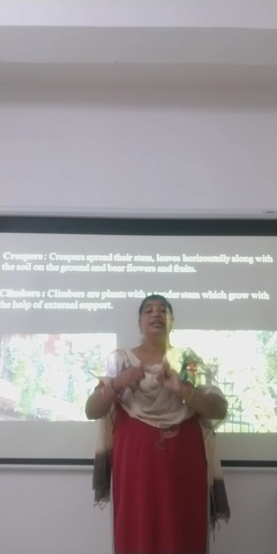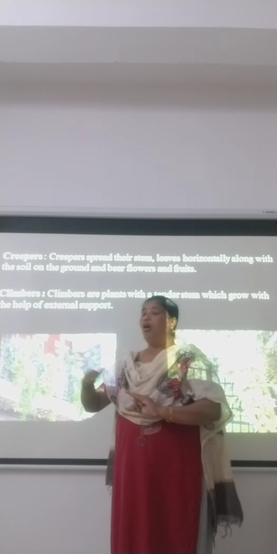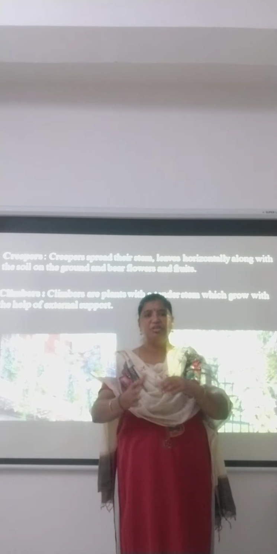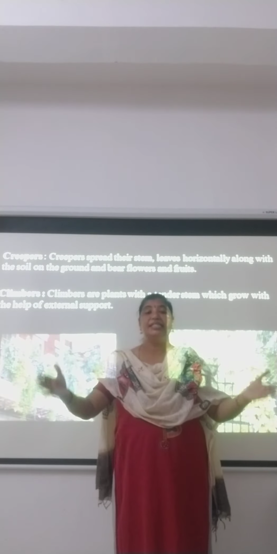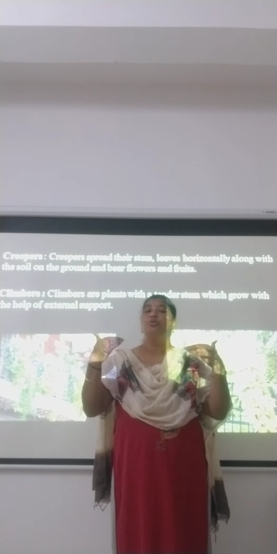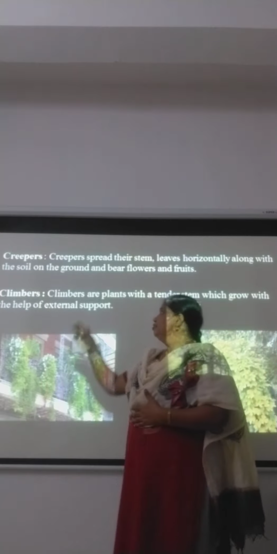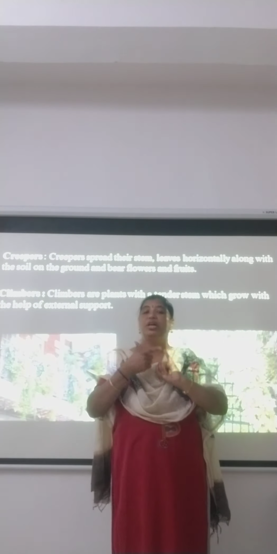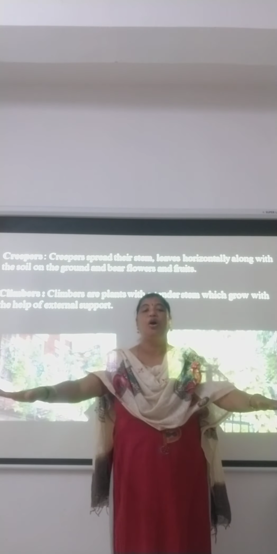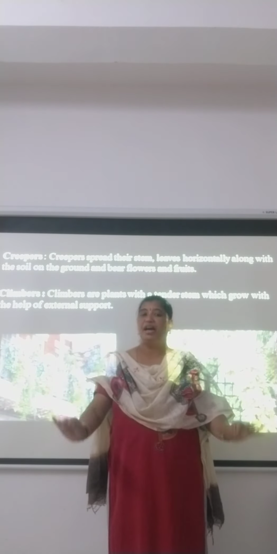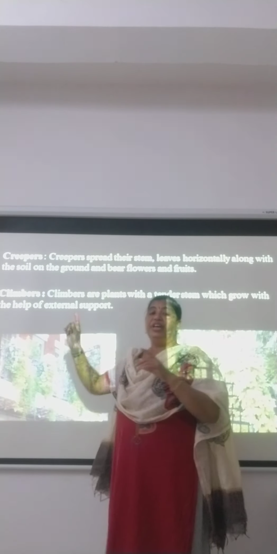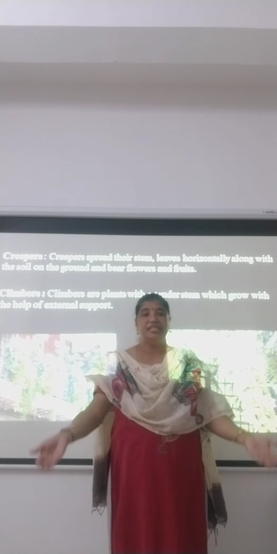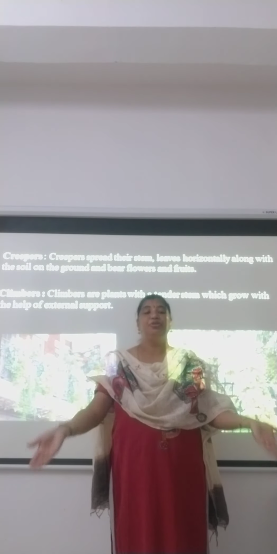Bitter gourd plant, grapevine plant, all of these come under climbers. They also have a soft stem, but they take some external support to grow. Understood, children? Have you known the difference between creepers and climbers? Yes. Creepers spread themselves on the ground and produce flowers and fruits. Whereas climbers are also very soft plants, but they take some external support to grow.